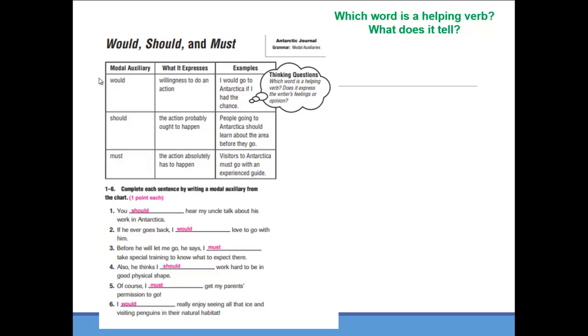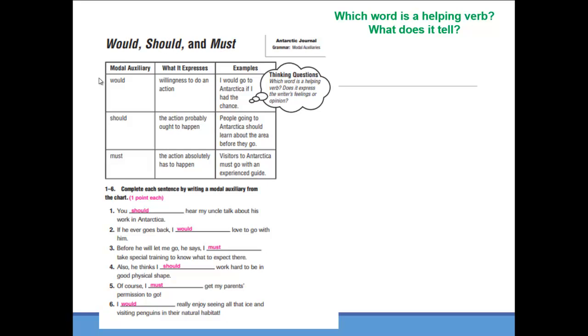Let's read the examples. Number 1, you should hear my uncle talk about his work in Antarctica. So you probably should; it's better if you hear my uncle talk about his work in Antarctica. Number 2, if he ever goes back, I would love to go with him. So here the verb would shows the willingness to do something. It shows that someone wants or wishes to do something.